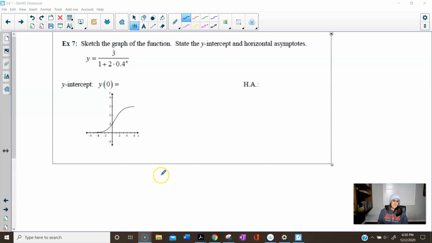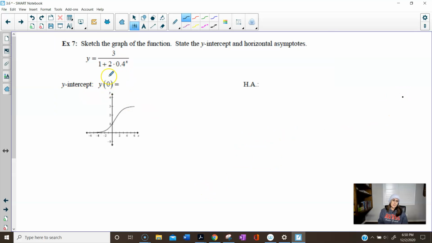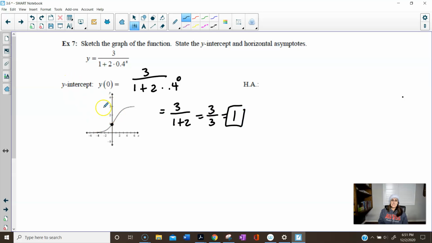So here is a logistic function, and it just says state the y-intercept and the horizontal asymptotes. So finding the y-intercept is pretty easy. How you find the y-intercept is you plug in 0 for x, because when x is 0, what's y? And it really does look like it's 1, but you could do it algebraically. So it'd be 3 over 1 plus 2 times 0.4 to the 0 power. Well, 0.4 to the 0 is going to be 1, and 1 times 2 is 2. So that gives me 3 over 1 plus 2, which is 3 over 3, which equals 1.